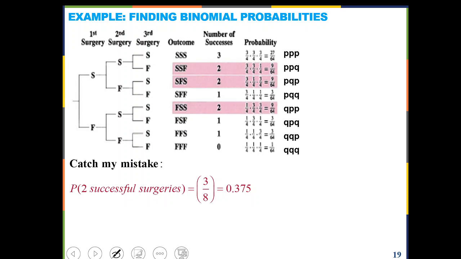Can I say I'm interested in these 3 because they have 2 successes in them, and then divide by 8 because there are 8 of them? No. Why? Because these are not equally likely. They all have different probabilities. So I can't just count and then divide by 8. Doesn't work. So this is not correct.